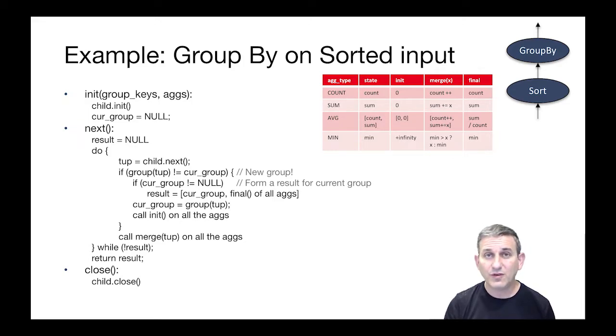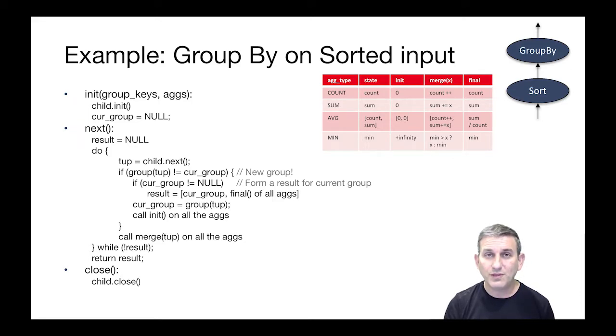So the result we're going to form is the values of the group by columns for the current group, and we're going to call final on all the aggregation functions in our select list to compute the final result of the aggregates. And that's going to be our result tuple. But we're not going to return it yet because we've already fetched the first tuple of the next group, so we need to take care of that.